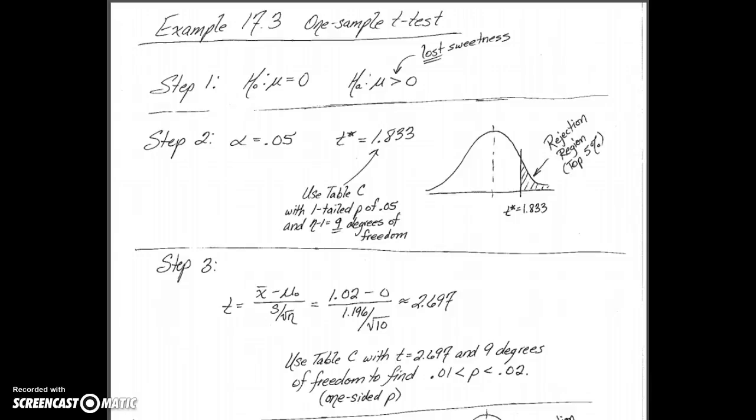So we're going to go through the 5 steps of the hypothesis test here. Step 1 being trying to find the null and alternative. So if there's no difference, if the cola does not lose sweetness over time, we would expect our average to be 0. And let me remind you what was being tested here.